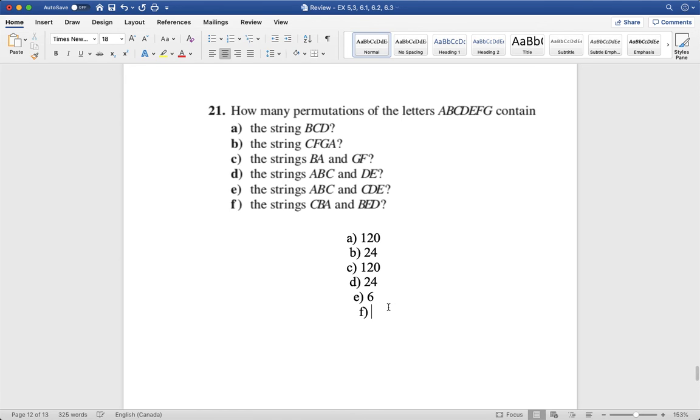The strings CBA and BED. Okay, so that will be 0 permutations that will have the strings CBA and BED.